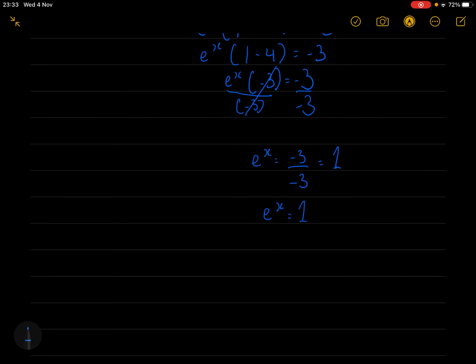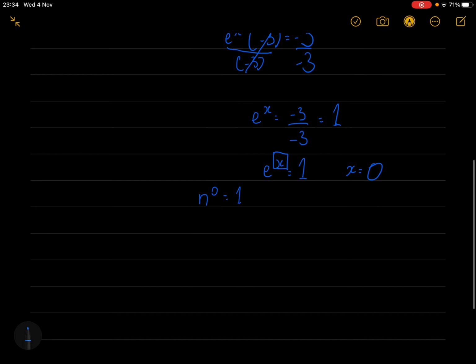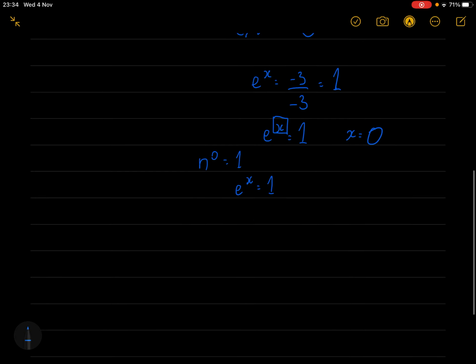Now, any number raised to the power of x, if it is equal to 1, then the value of x is equal to 0. Any number raised to the power of 0 will always give you 1. Similarly, e to the power of x being equivalent to 1, x is equal to 0. So e to the power of 0 is equal to 1.